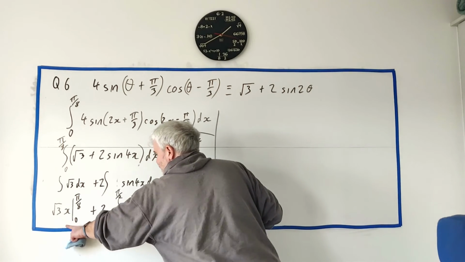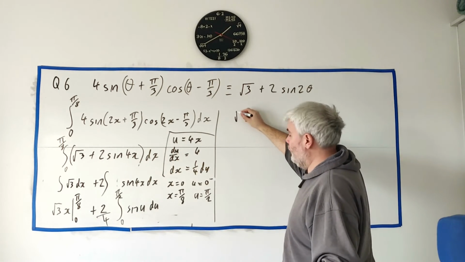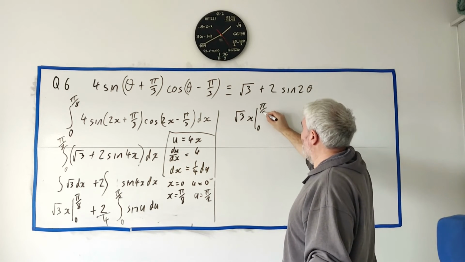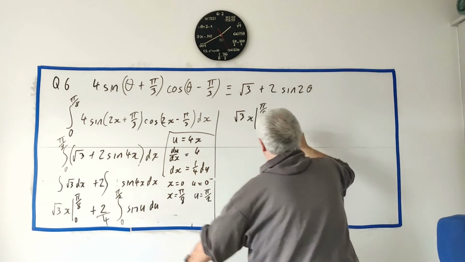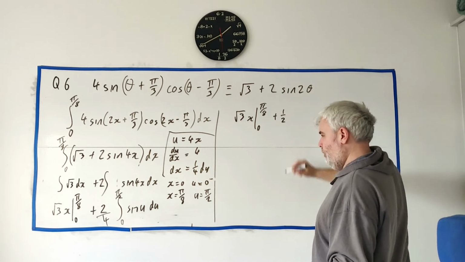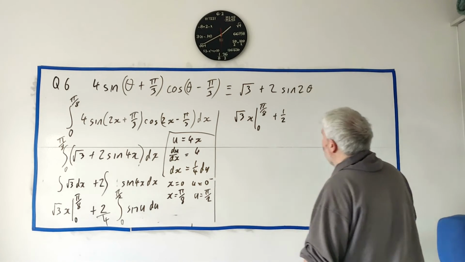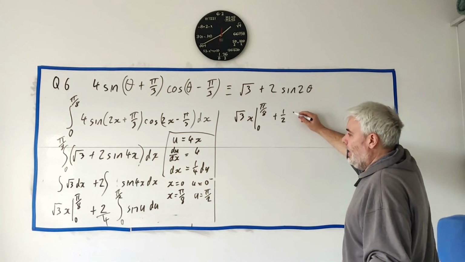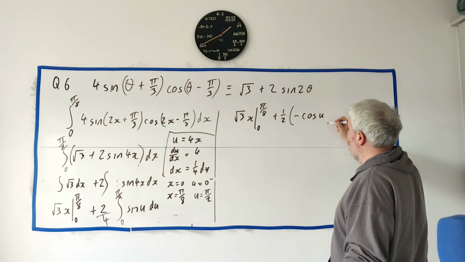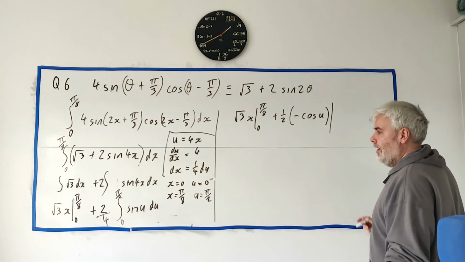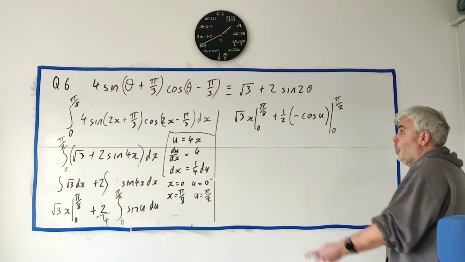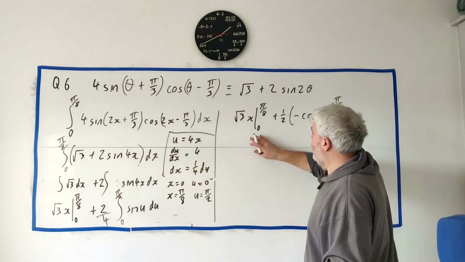First, let's leave this until we're evaluating all of them. Square root of 3x between 0 and pi over 8. This guy becomes plus a half. Did we lose any minuses anywhere? No, plus a half. And the integral of this becomes minus cosine u. And that's evaluated between 0 and pi over 2.